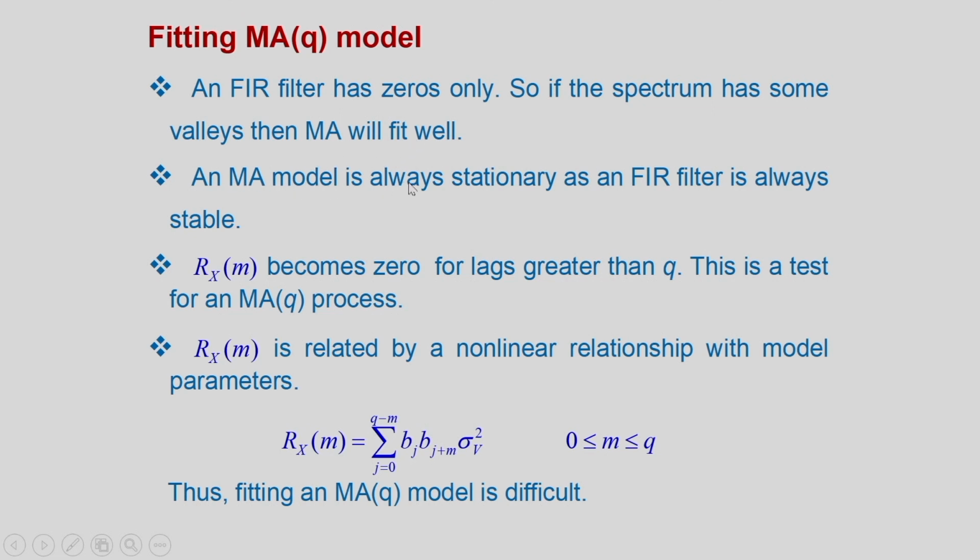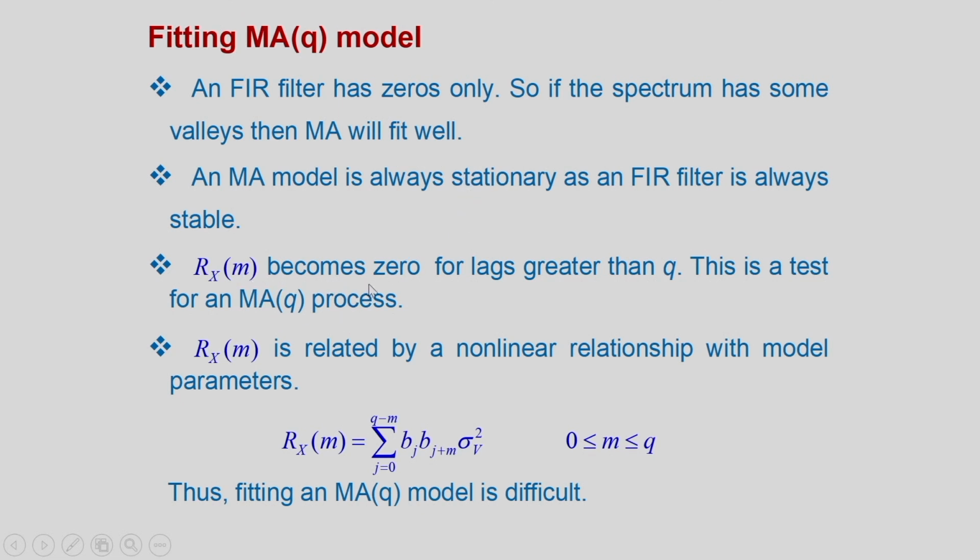An MA model is always stationary. Why? Because an FIR filter is always stable, and correspondingly x[n] will also be WSS, because h[n] is stable and x[n] is the output of a stable system driven by white noise. Stable in the sense of a random process means it will be stationary. So, therefore, an MA model is always stationary, WSS in this case.